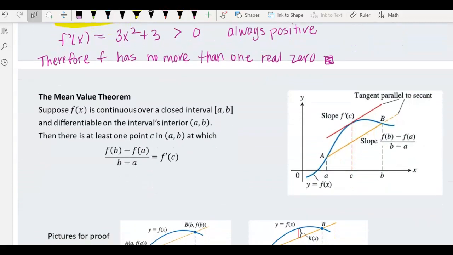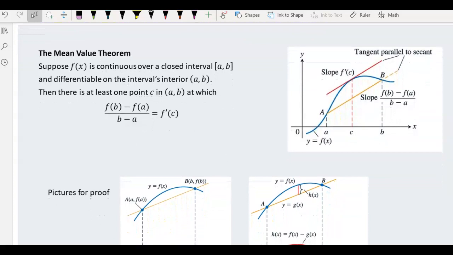All right. So now we're to the point where we are going to talk about the mean value theorem, which is the main theorem for this particular section. We are going to assume that we have a function that's continuous and differentiable. Again, it's continuous everywhere on the closed interval, differentiable everywhere in the interior. We don't have to worry about the endpoints. What this is saying is that there's at least one point somewhere between A and B where the derivative at that particular point is equal to the slope of the secant line.